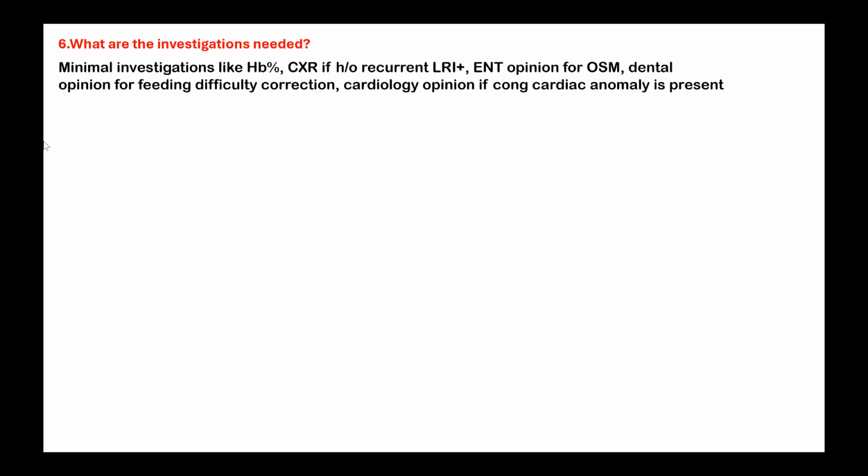What investigations are needed? Hemoglobin, total count, very good. Blood grouping and cross-matching. A chest X-ray if there is a history of repeated infection. Minimal investigations like Hb, CXR if there is recurrent LRI, ENT opinion for OSM, speech opinion for deficit, dental opinion, and cardiology opinion if there is any associated congenital cardiac anomaly.